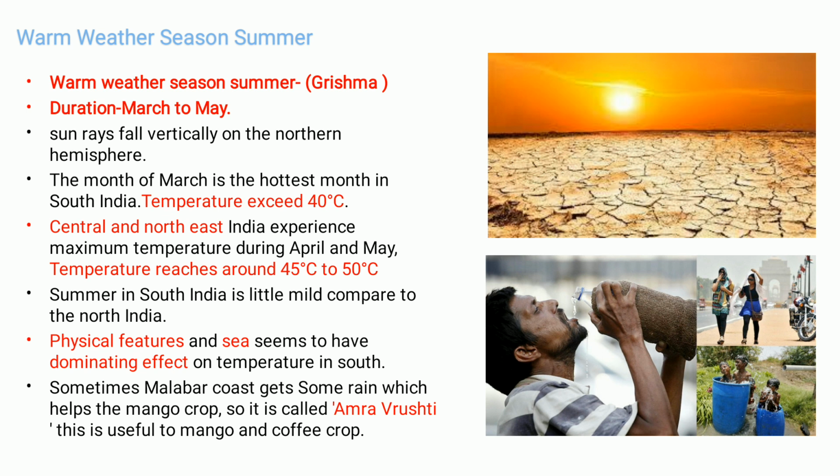Most of the country experiences hot and dry weather during the summer season. Most places do not receive any rain in summer, but sometimes the Malabar coast gets some rain which helps the mango crop. And as it is helpful for the mango crop, it is called Amra Vrishti. Amra means mango, Vrishti means rain. It is useful to mango and coffee crops.